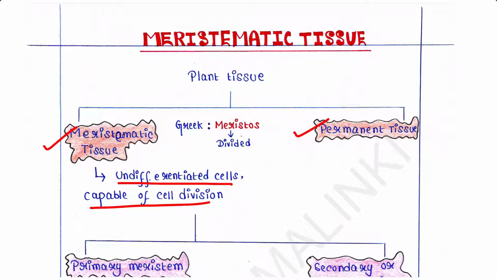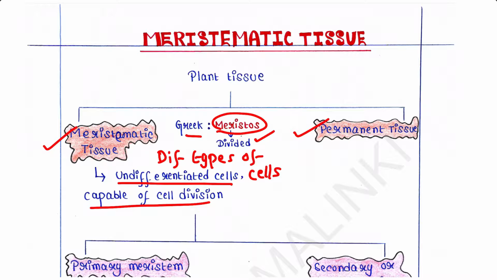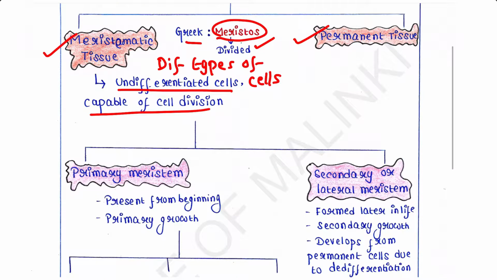They undergo cell division and produce different types of cells, right, which are required for the plant growth. So in Greek, meristos means divided. Now there are two types of meristematic tissues, primary meristem and secondary or lateral meristem.